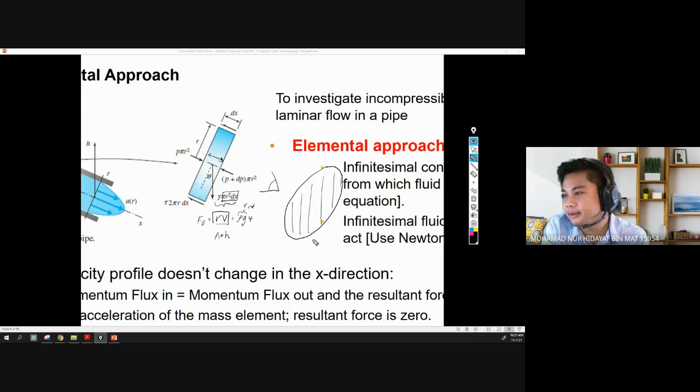This is area, pi r squared. So pi r squared is the surface area. Multiply with dx. Dx is this. So definitely you're gonna get the volume, correct?